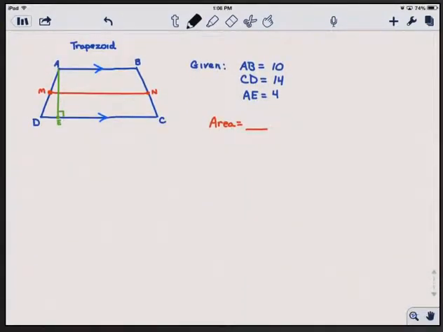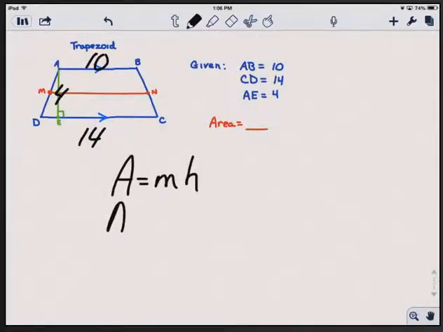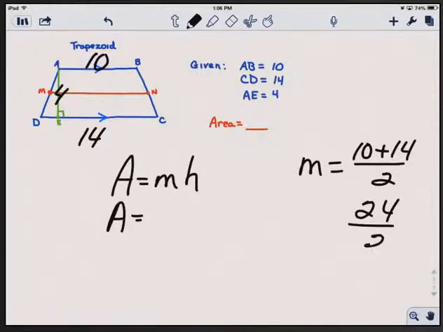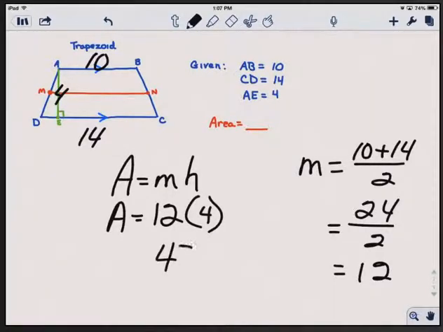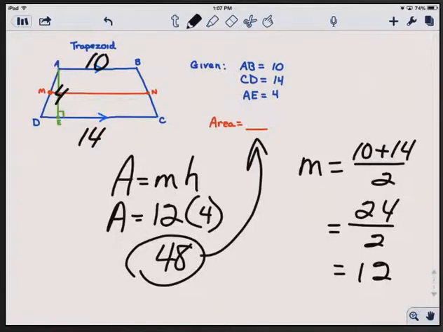First problem, if the top base is equal to 10 and the bottom base is equal to 14 and the height is equal to 4, that's the green segment over on the side because it's perpendicular to the two bases, and we'll write down area equals the median times the height. So the area equals the median. We'll go off to the side and find the median, it's the average of the two bases, add and divide by 2. So 24 divided by 2, the median is equal to 12. Times the height, which is given as equaling 4. 4 times 12, 48 is the area of the first trapezoid.